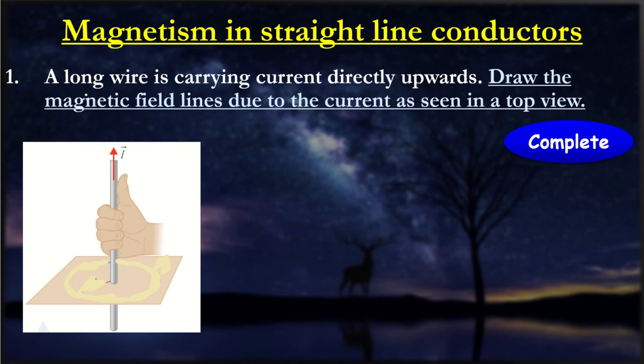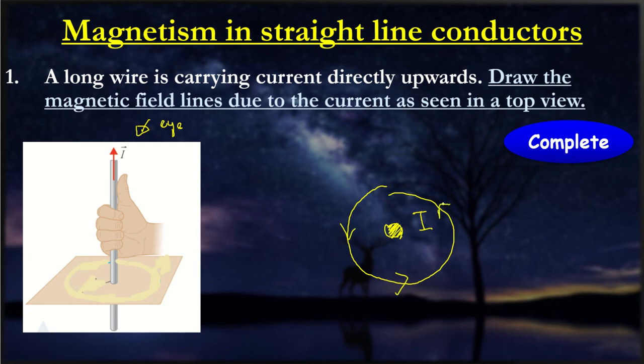Okay, let's start with our first question. A long wire is carrying current directly upwards. Draw a magnetic field due to the current as seen from top view. So if it's top view, if I'm viewing it from up here, so that's where the eye is, I'm seeing that the current is coming out of the page, so I get a little dot here coming out of the page using my right hand grip rule. Your thumb is pointing directly at your face. Look at where your right fingers are curling. They are curling anti-clockwise, so they are going in this particular direction.